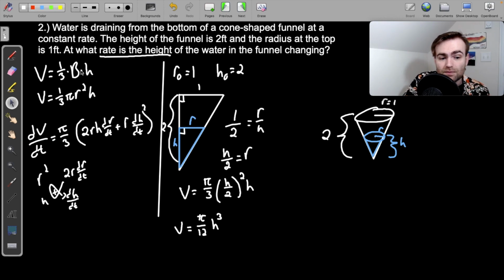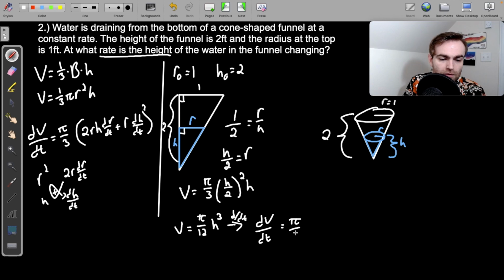Which is very useful. Let's go ahead and differentiate this. Oh, I might have to have my pen tool. So d/dt of this would be dV/dt is equal to, well, bring down the power, 1/2 thirds, or 3 twelfths, my bad. That would be pi over 4 h squared dh/dt. We know that the rate is constant for the change in volume, but we don't really know what it is. We don't know what the height currently is.